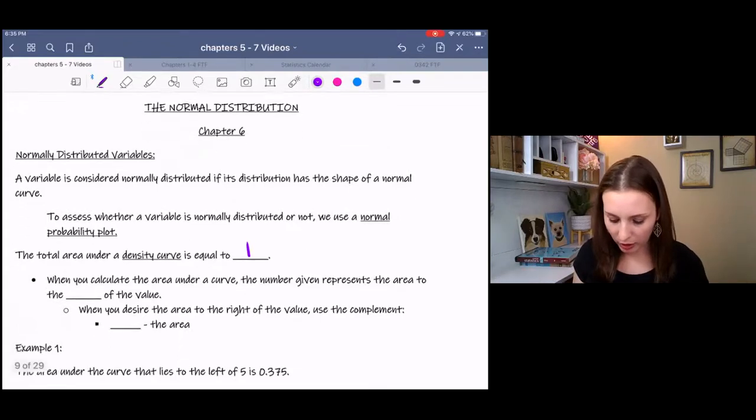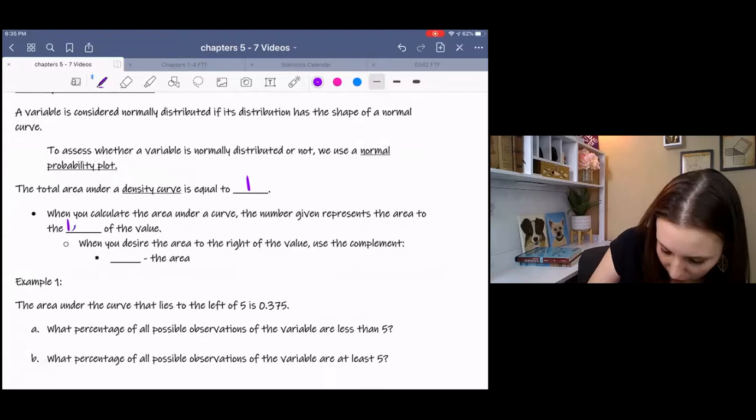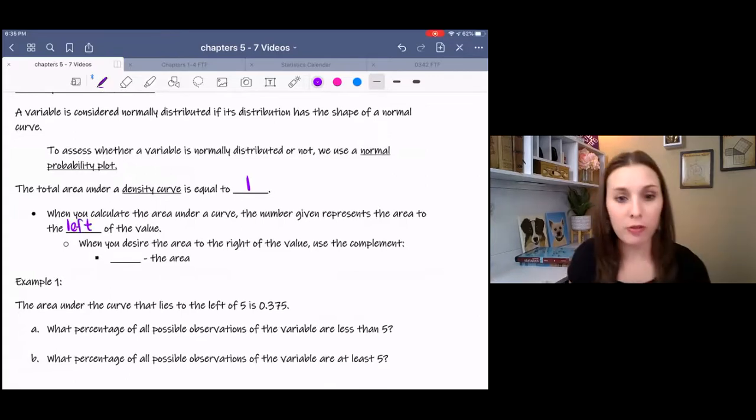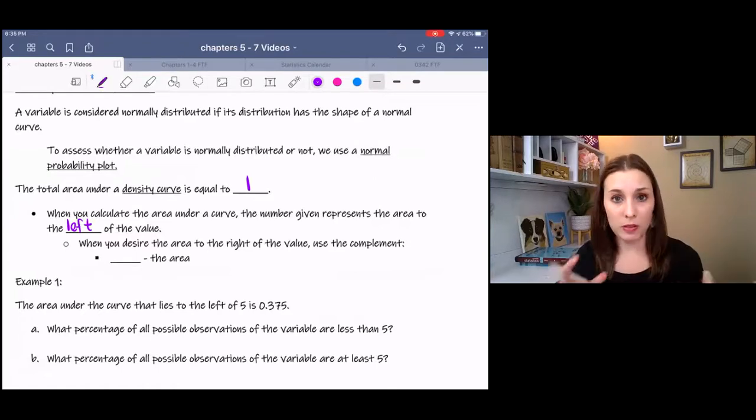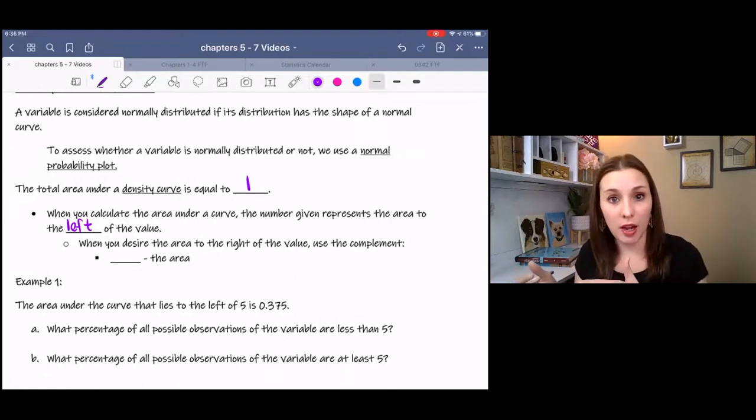When you calculate the area under a curve, the number given represents the area to the left of the value. So we're going to look at a table in a couple minutes, and this table is going to give you these values, and all of these values represent the area to the left. And I'll show you in a picture in a second. If you don't want the area to the left, then we use what's called the complement, which we learned in probability. And the complement is everything except the area to the left.